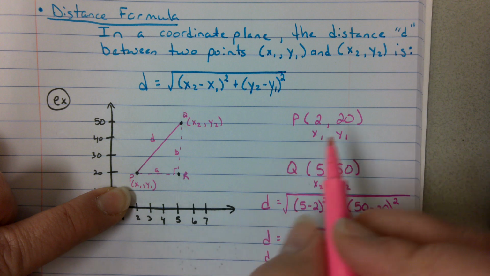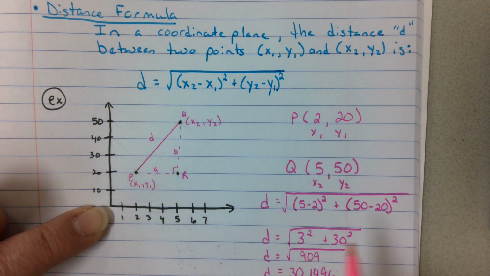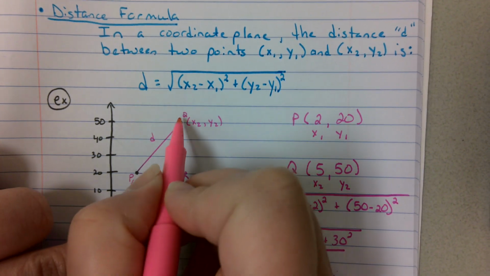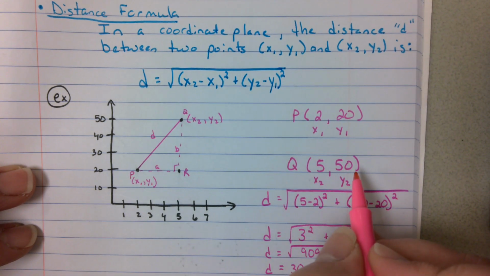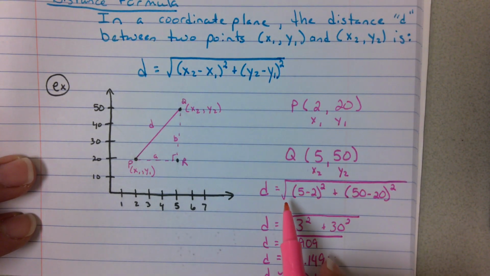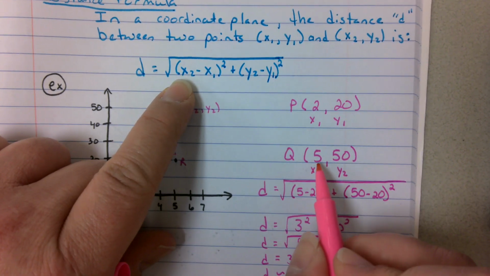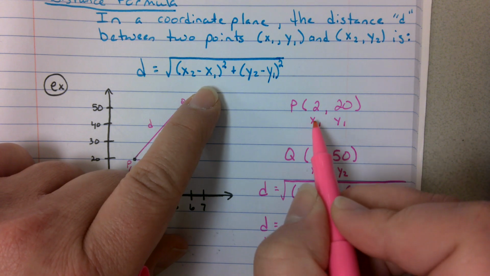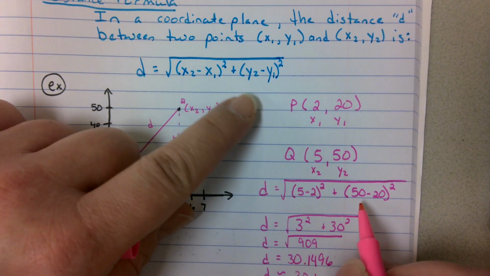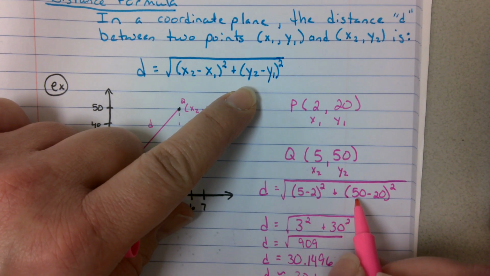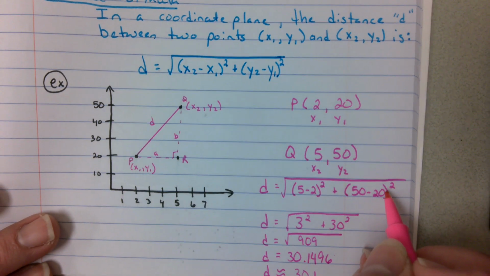P is my x sub 1, y sub 1, and that is over 2, up 20, so (2, 20). And then for Q, we're over 5, up 50, so x sub 2, y sub 2 is (5, 50). From there, we're just going to substitute our values into our distance formula. So remember, x sub 2, there's our 5, minus x sub 1, which is 2, and then we square that, plus y sub 2, that's our 50, minus y sub 1, our 20. We subtract those and then square them.